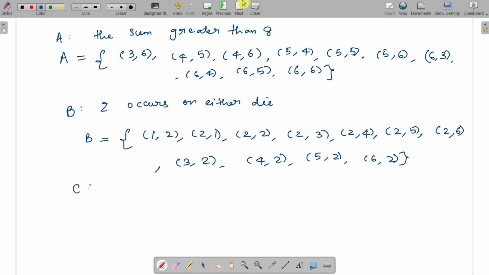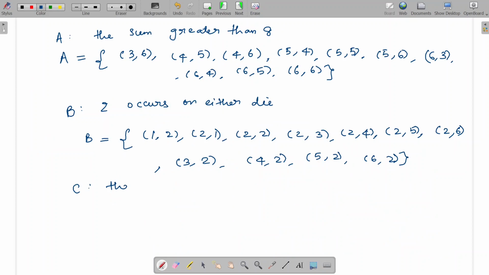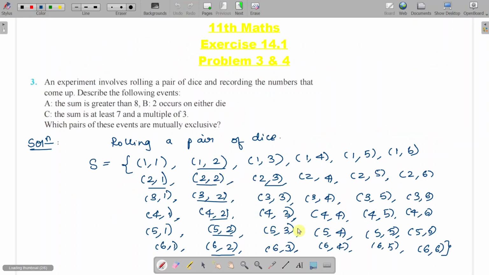Now we will look at the event C. So event C is the sum is at least 7 and a multiple of 3. The sum is at least 7 and multiple of 3, right. So C will be what? Sum is at least 7. So the sum should be at least 7 means sum should be either equal to 7 or greater than 7, right. So this will be there, 2 comma 5, also 1 comma 6, right.